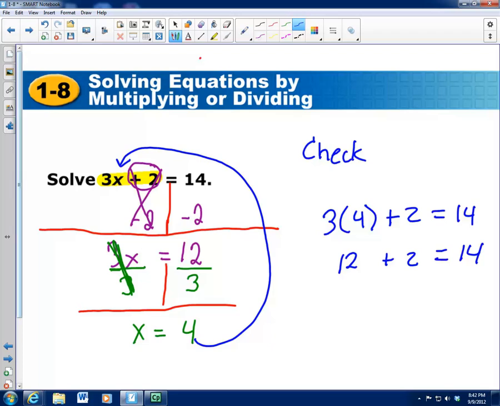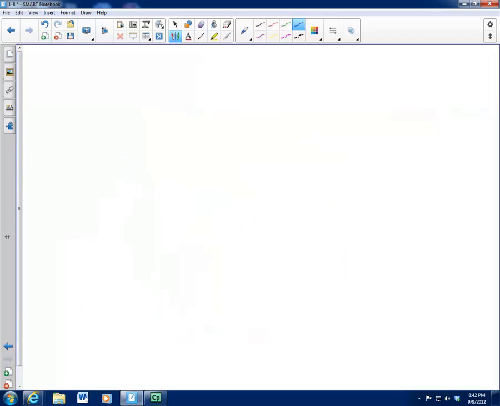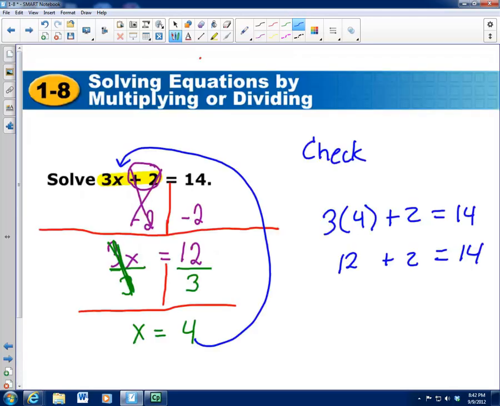All right. And I believe that is all that I have for you. Work these out step by step. It's not terribly difficult, but remember, use your balance beam to keep everything straight.